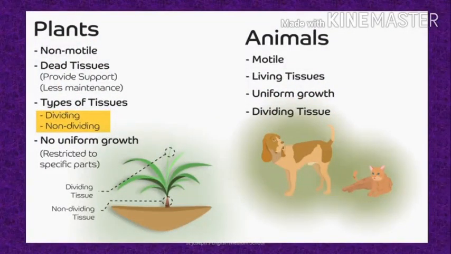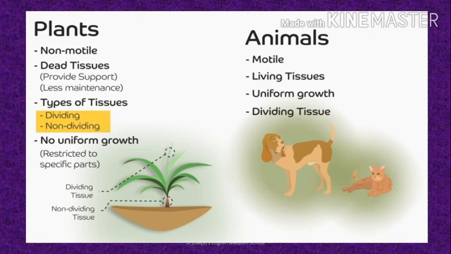So here we see plants and animals. Difference between the plants and animals. Based on what we have earlier discussed, let us classify this. Now plants, they are non-motile as they are fixed in one place. What about the tissues? They have the dead tissues. And what is the function of dead tissues? To provide support, and as they are dead, they require less maintenance.